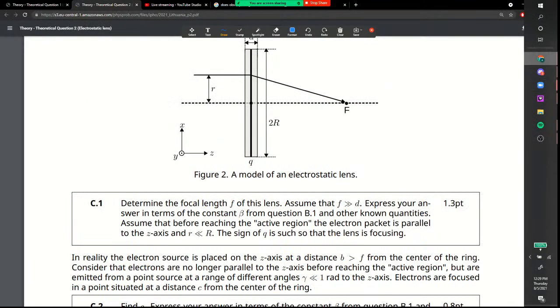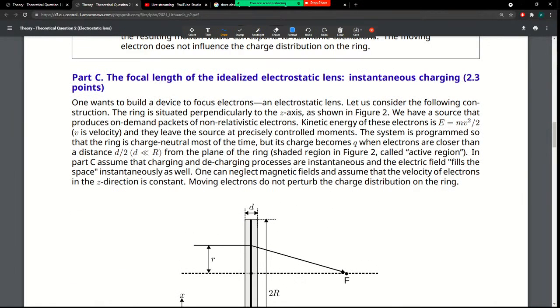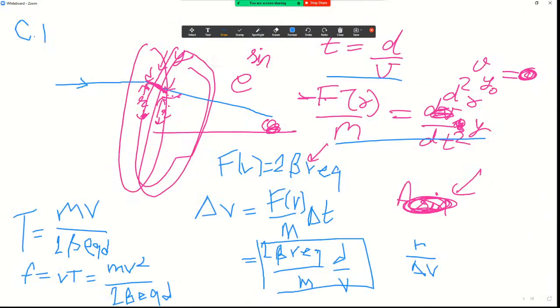But then we don't know what the velocity of the electron is. Isn't it given? Oh yeah, the kinetic energy. So we can plug that in. So m v square by 2 can be directly written as E. So beta E q d. So this is our answer.